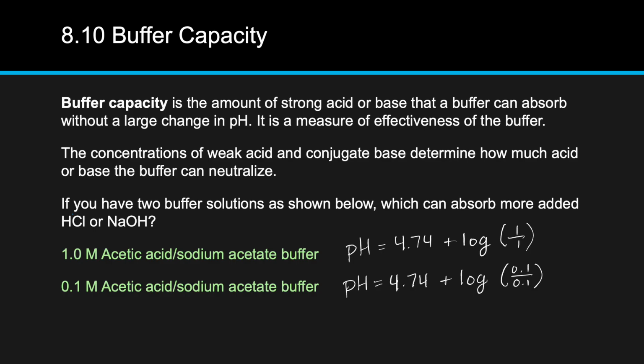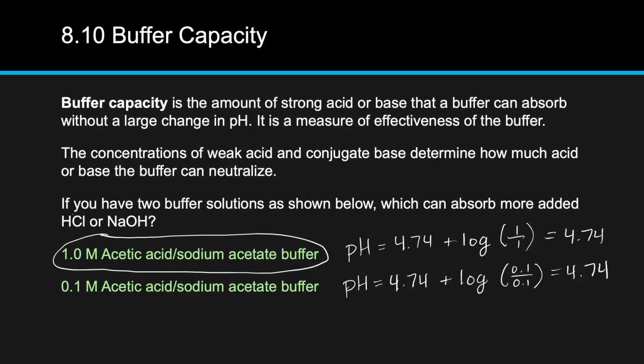Both of those give you a value of 0 for this portion of Henderson-Hasselbalch, which means the pH is equal to the pKa, which should make sense because you have equal amounts of your weak acid and your conjugate base. So even though they have the same pH, the top solution has a much higher concentration of both species, which means it can absorb way more HCl or NaOH, which means it has a higher buffer capacity.